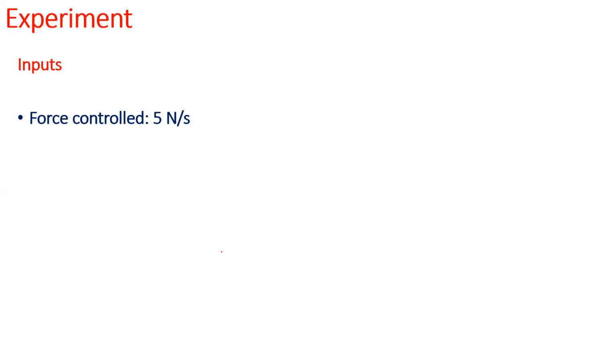I will feed to the instrument that I will do this experiment. I'm going to pull the sample at the rate of 5 newtons per second. Every second, I'm going to increase the force. So if I plot force applied by the grips with time, I'm increasing the force like this. This is how I'm going to apply the force.